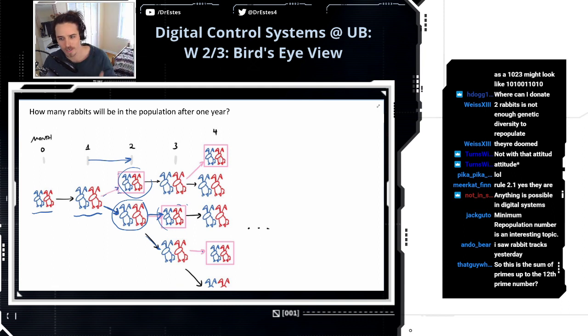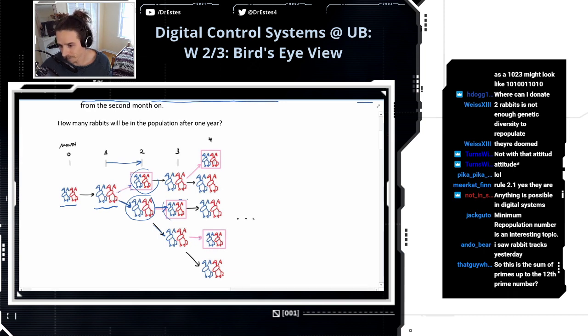I saw rabbit tracks yesterday. See, rabbits do exist. That proves my point. That guy who stinks says, so this is the sum of primes up to the 12th prime number. I don't know. I just don't even know.